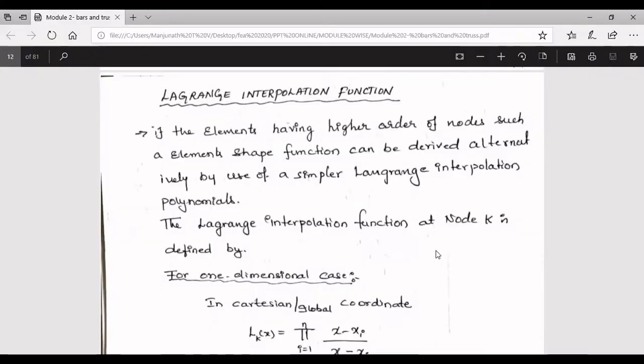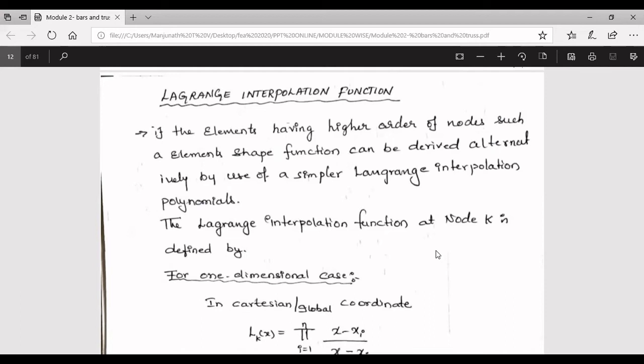Hello everyone. Today's session we will discuss the Lagrange's interpolation function. The Lagrange's interpolation function is used to find the shape functions if the element has higher order nodes. If it is a simple element which has only corner nodes, then you can easily derive the shape functions in the global coordinate system and the natural coordinate system.